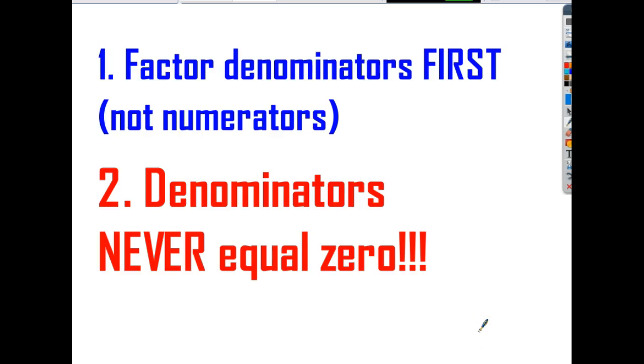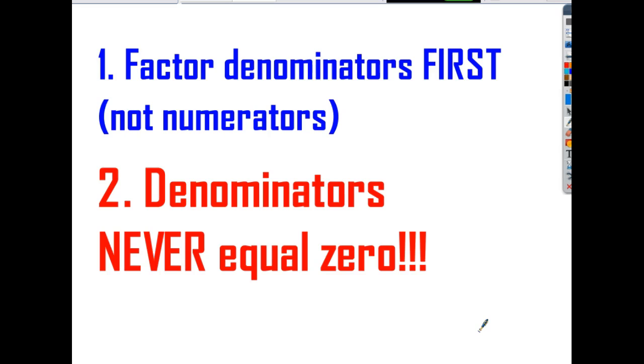On the bottom of your notes, on the first page, please write these two facts down. These are what you're going to do. First of all, factor the denominators first, not the numerators. That's where some of you missed the questions on the quiz. When you factor the numerator, then you can't combine like terms. We only factor the denominator.